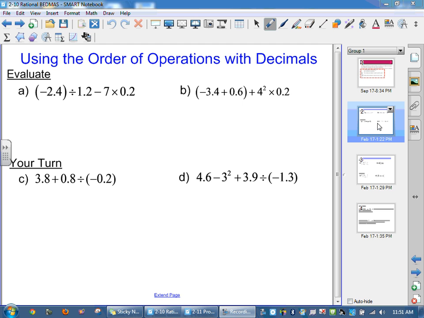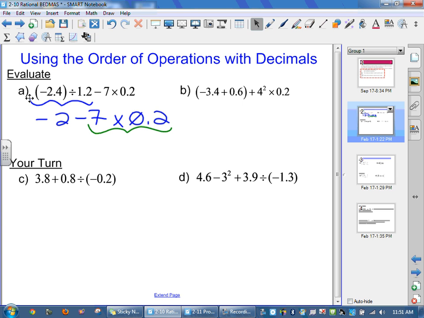On the first one, we've got dividing, subtracting, and timesing. So the first thing you're going to do is the dividing. So when I divide those two, I get a negative 2. Then you write the rest of the equation, minus 7 times 0.2. Now I have to do the timesing part, and then you write the rest of the equation. So my negative 2 comes down, a negative times a positive gives me a negative number, and 7 times 0.2 gives me negative 1.4. Now we add and subtract them left to right.